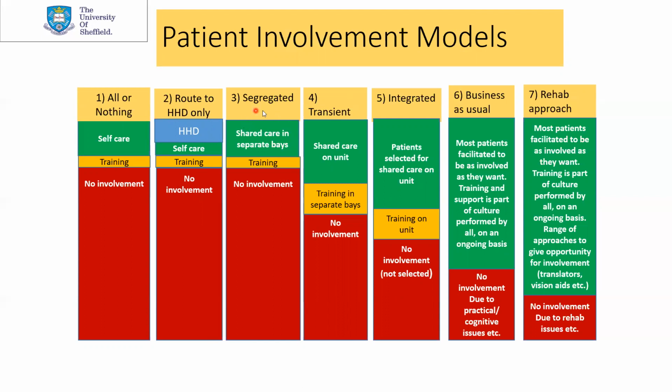And here we've got segregated care, so shared care is happening in separate bays. And there's not good visibility across the unit that this is actually going on. There's a transient model where shared care was on the unit, whereas training was in separate bays. So patients were chosen, they were taken to train in separate bays and then put back on the unit to carry out their own care, or elements of their own care.